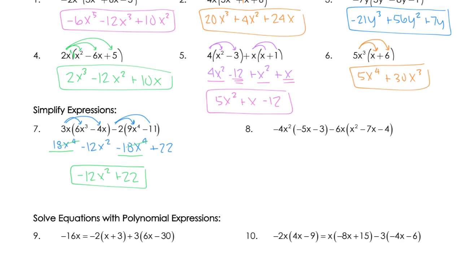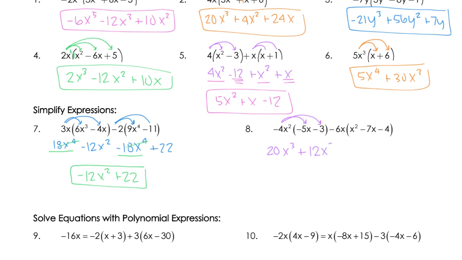And in standard form, it goes from greatest to least, so we're good to go. On number 8, we have negative 4x squared times negative 5x, so 2 negatives make a positive. 4 times 5 is 20. X to the second times x to the first would give us x to the third. Negative 4x squared times negative 3, again, 2 negatives make a positive.